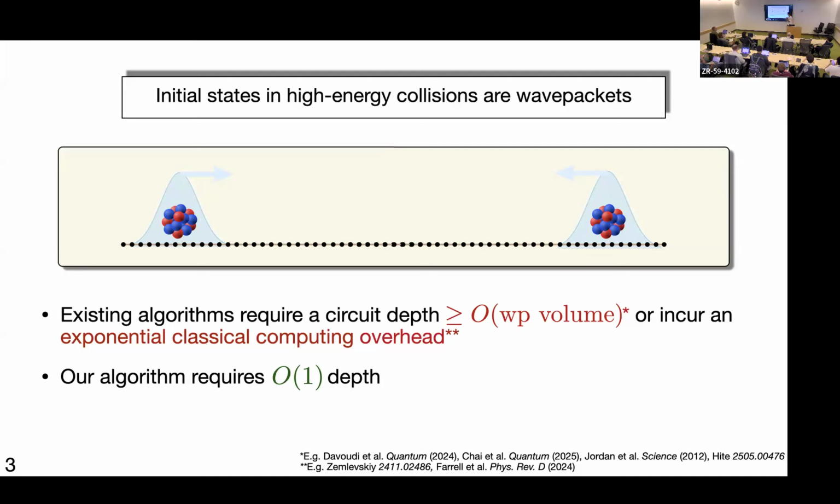Previous works had been quite good, by both myself and some other people. But they had a shortcoming, which is that if you look at the required circuit depth to prepare these states, they scaled extensively with the volume of the wave packet that you wanted to create. In some cases linearly, in other cases polynomially. This precluded near-term demonstrations because the circuit depth that you would need would quickly exceed your error budget. I should say there are some other competing methods that incurred an exponentially growing classical computing overhead.